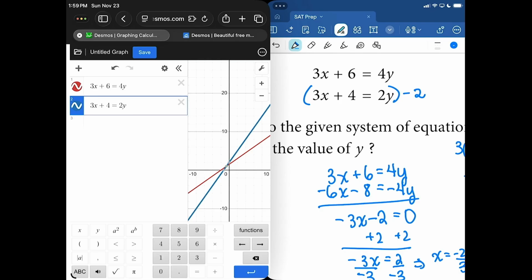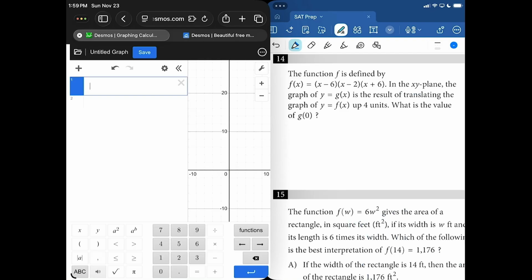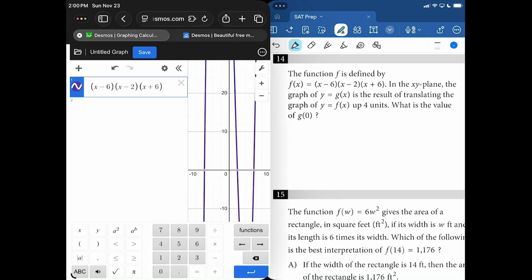Okay, now let's go to the second problem. Number 14 is also most easily solved in Desmos, so let's go ahead and do this. The function f is defined by the equation given, and in the xy plane, the graph of g is the result of translating the graph of f up 4 units. What is the value of g of 0? So here, all we're going to do is type in x minus 6, x minus 2, x plus 6, and because we are translating up 4 units, we're just going to do plus 4.